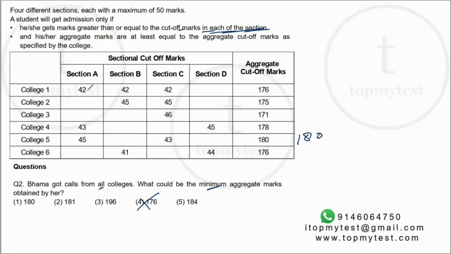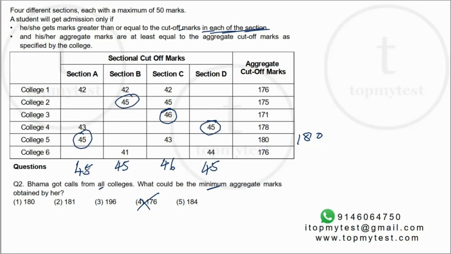So in section A, you have to score at least 45. Why? Because if you don't score 45, you're not going to get into college 5. You might get into college 1, get into college 4, but not get into college 5. Similarly, in section B, you have to score at least 45. In section C, you have to score at least 46. And in section D, you have to score another 45. So these are the minimum cutoffs that you have to clear for each section also. Otherwise, you will not get a call from those colleges.